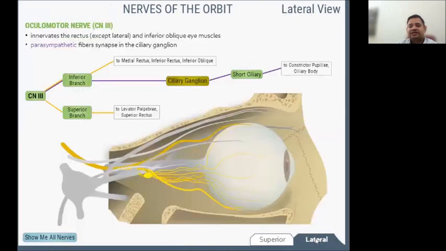We can also get the lateral view for the same particular thing. Here also we can see cranial nerve number 3. It is giving inferior branches. The inferior branches are in two parts, one which directly goes to the rectus and one which goes to the ciliary ganglion. You can see the ciliary ganglion here, this part, and then through the short ciliary nerve it gives supply to the constrictor pupillae and ciliary body. It is the medial part, and from the superior part it directly gives supply to the levator palpebrae muscle.